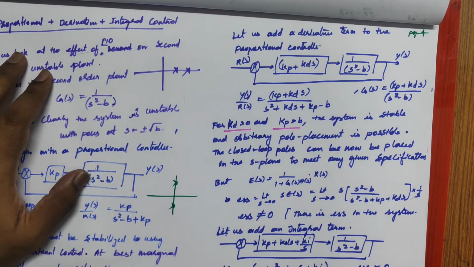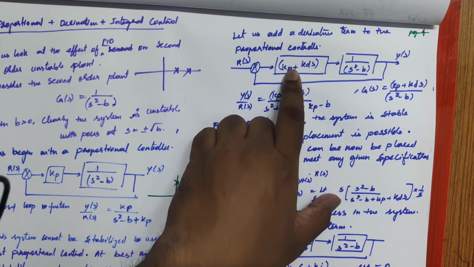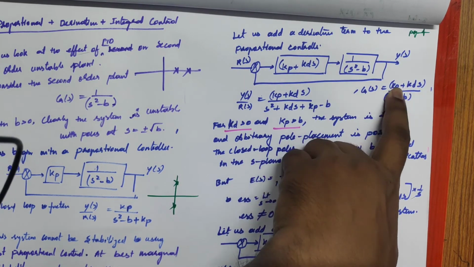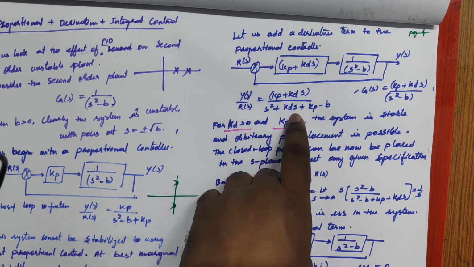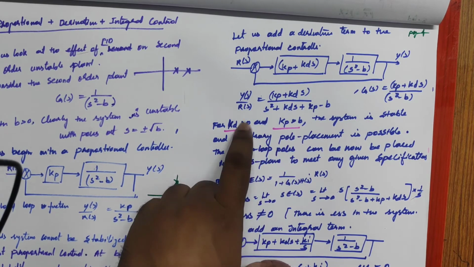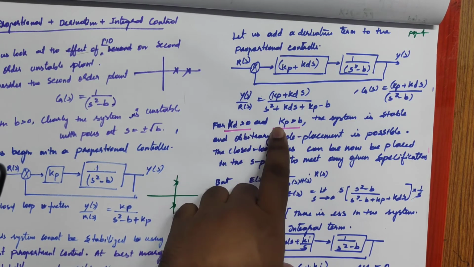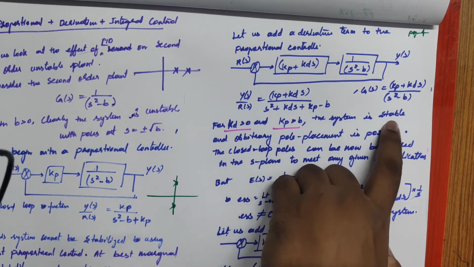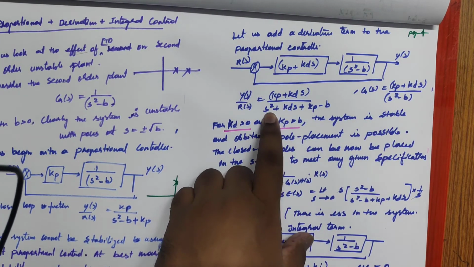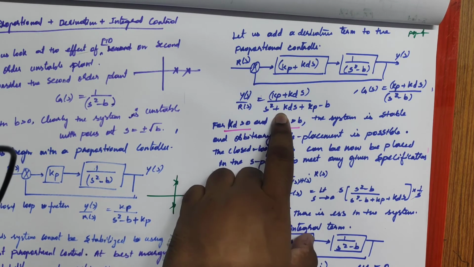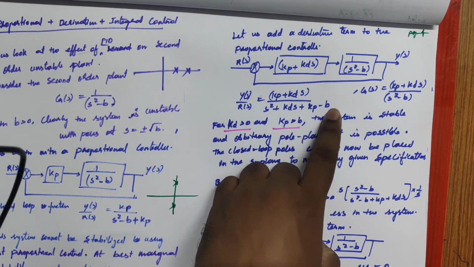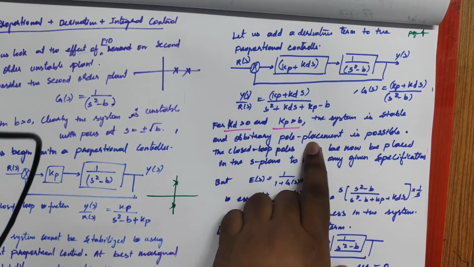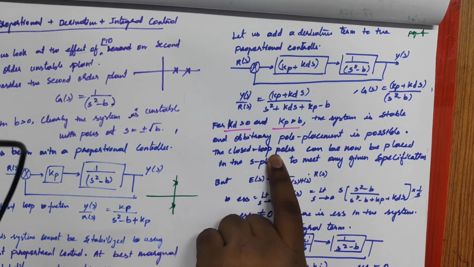So I am adding the derivative term to this, and the overall system is g of s equal to this. For Kd greater than 0 and Kp greater than 0, where Kd is the derivative constant and Kp is the proportional constant, the system is stable. Why? See, this is s square plus 2 zeta omega n s plus omega n square, the standard second order system. So arbitrarily placing the poles is possible, and it is stable.